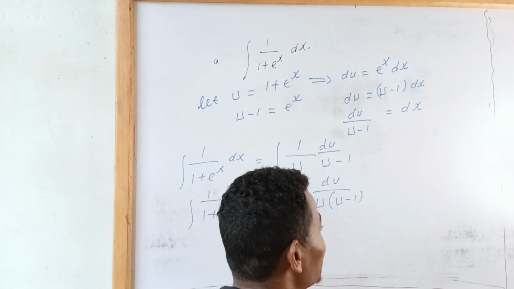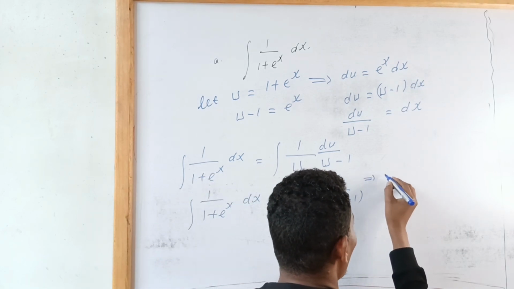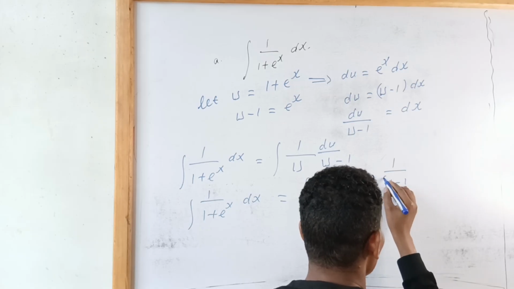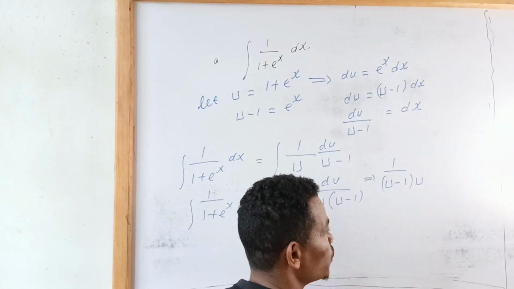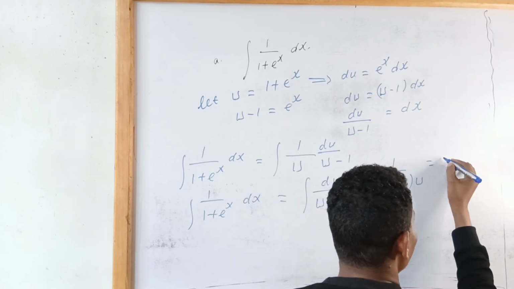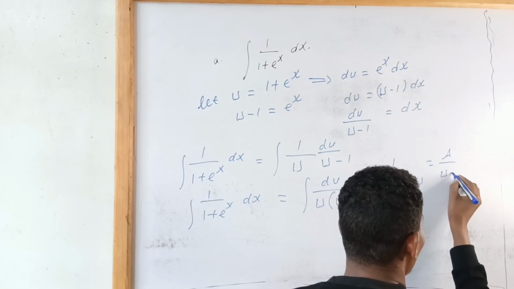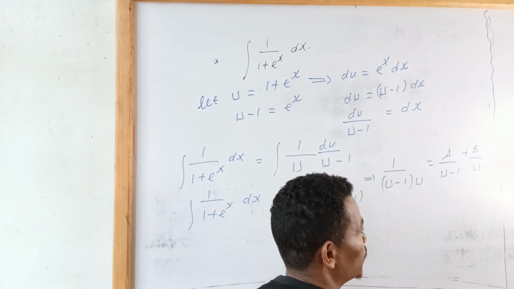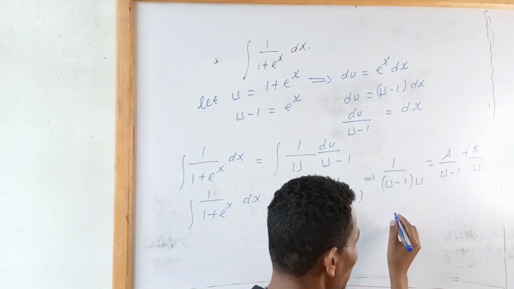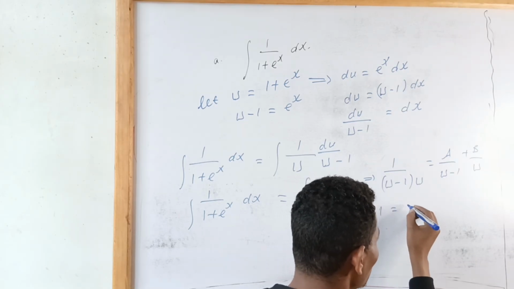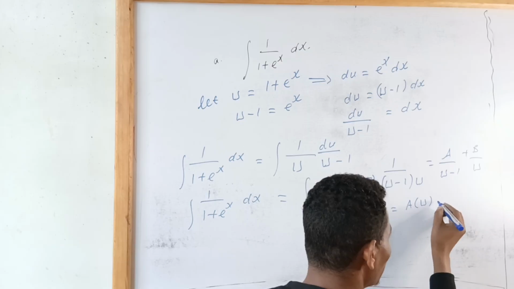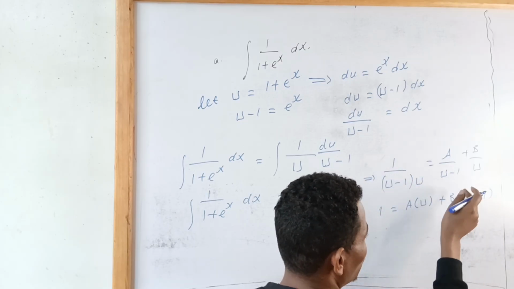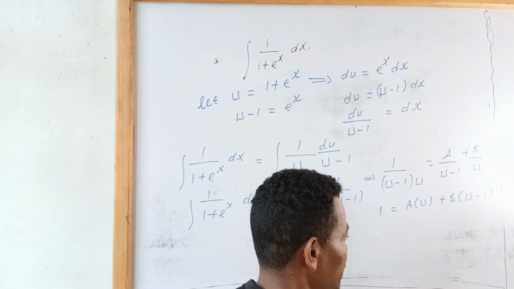fraction, we have to decompose. That is, 1 over u into u minus 1, the u form is already linear, so let's say a over u minus 1 plus b over u. Again, this is the same way. 1 is equal to a into u plus b into u minus 1.